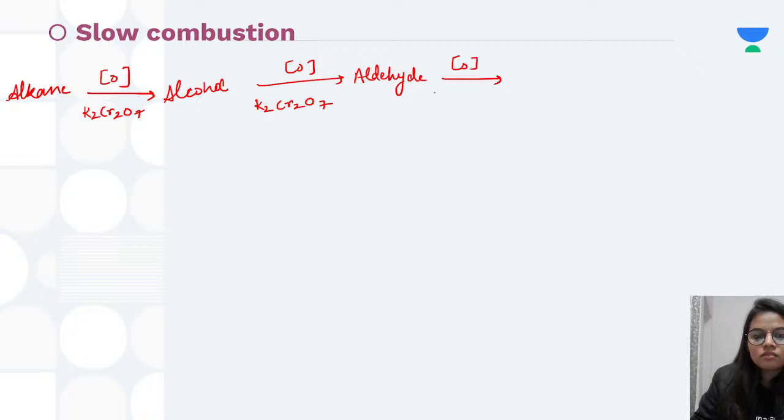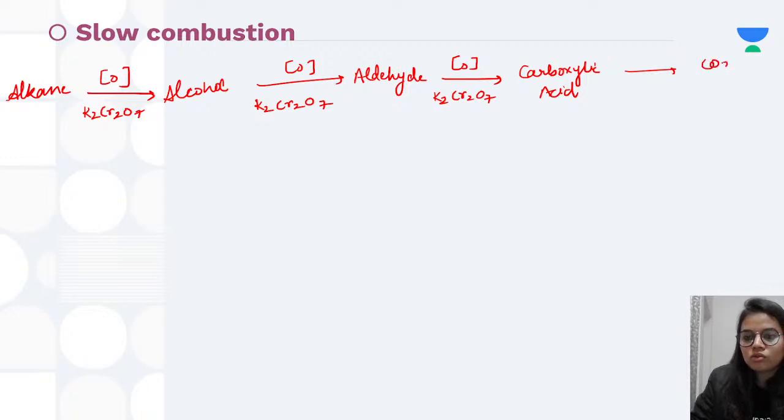Under the same conditions, we are having acid, that is carboxylic acid, and then we have CO2 plus H2O. So this is what we get. Let's see how this happens.